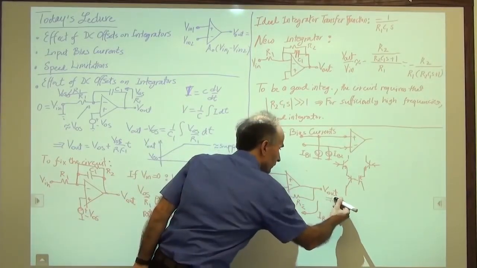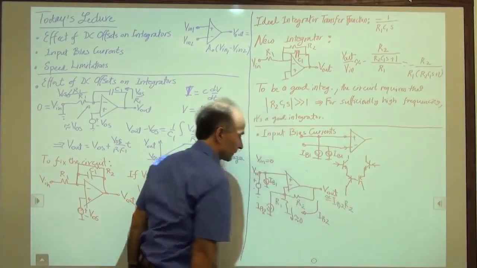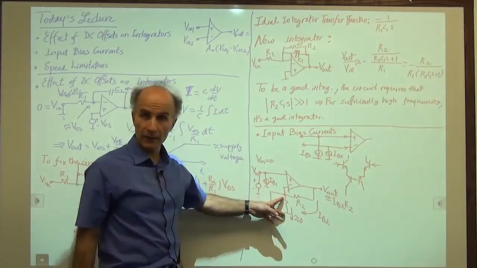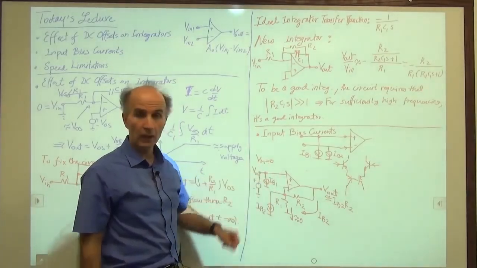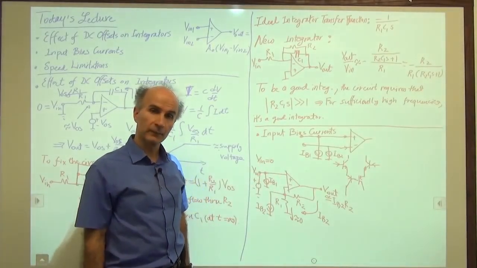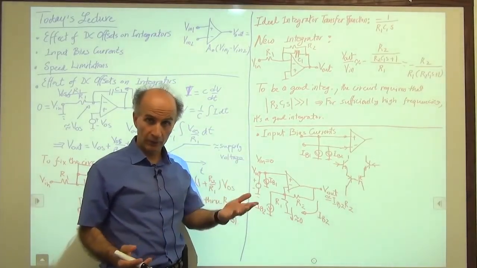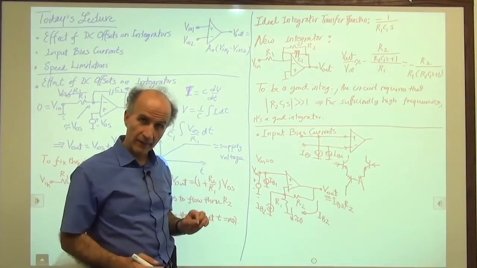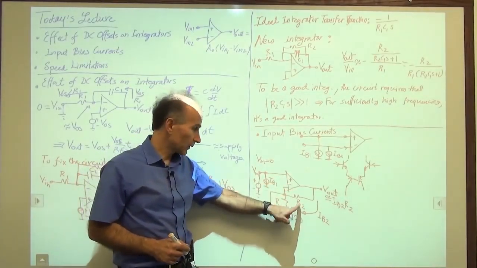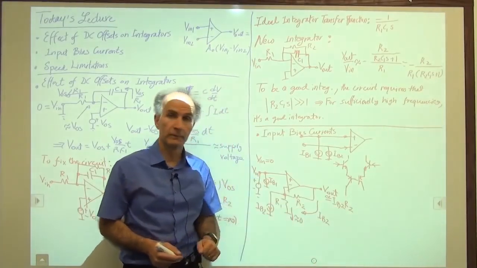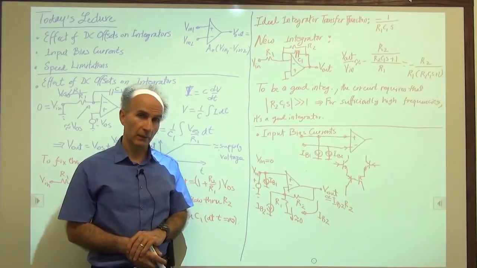So V out is equal to IB2 times R2 approximately, since the voltage across R1 is very small, because this voltage is approximately equal to this voltage, which we set to 0. All right, so that's the amount of error we get at the output. The output voltage has a DC in it, and that DC is equal to this bias current of the op-amp multiplied by the feedback resistor, R2. The other resistor doesn't play much role in this behavior.